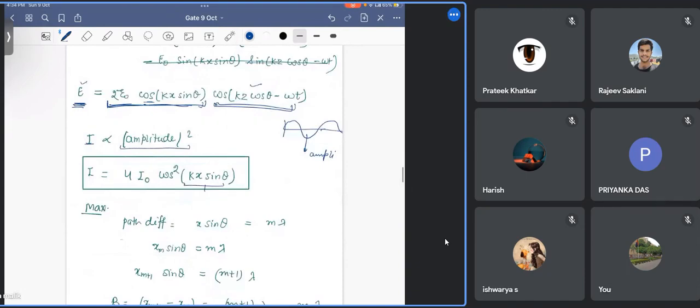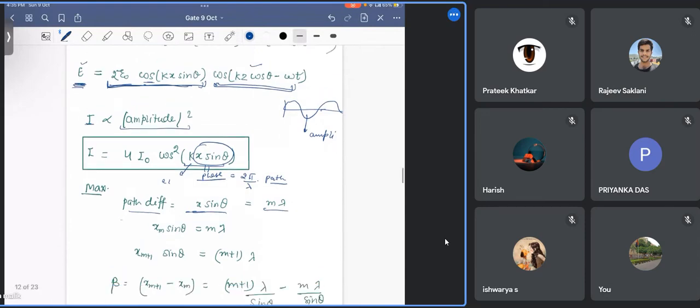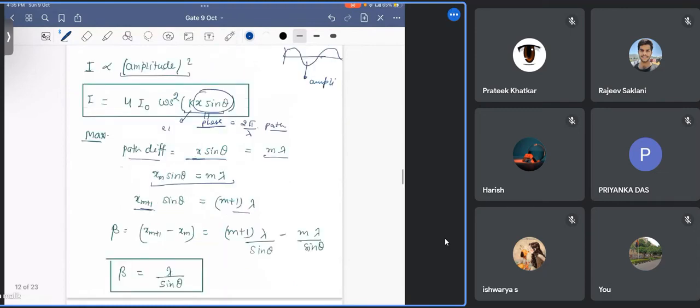Now this is the phase term. The phase is equal to 2 pi by lambda into path difference. So k represents 2 pi by lambda. That means x sin theta is the path difference. So whenever x sin theta is m lambda, that will represent the condition for a bright fringe. So for the m-th fringe, this is the condition. For the next, m plus 1 fringe, this is the condition.